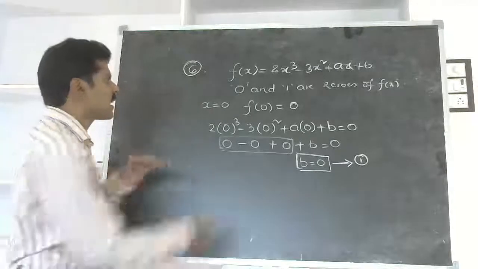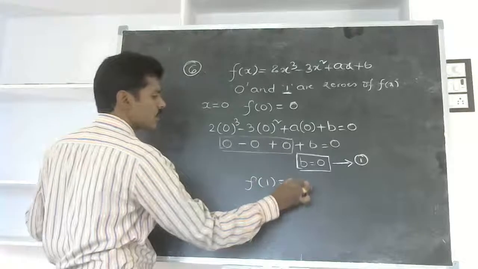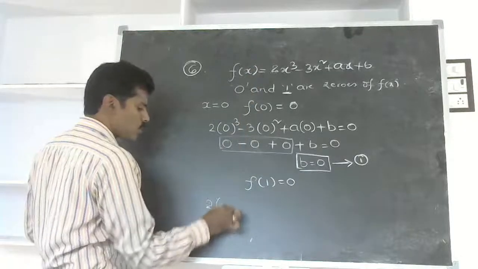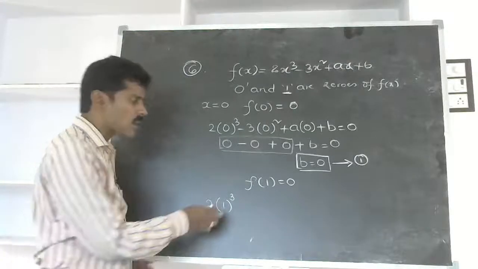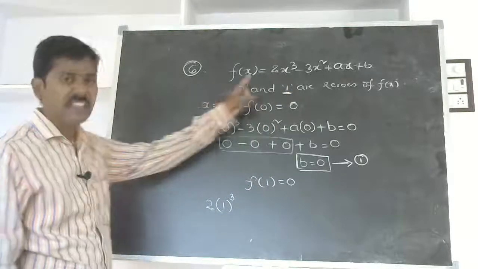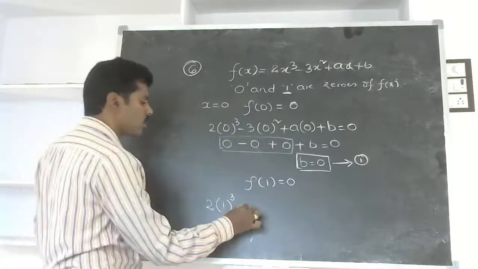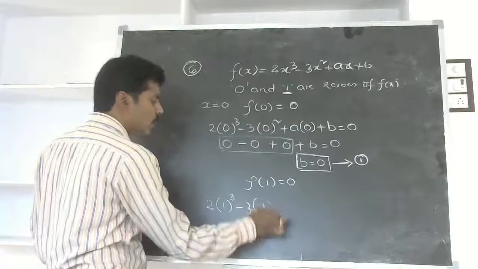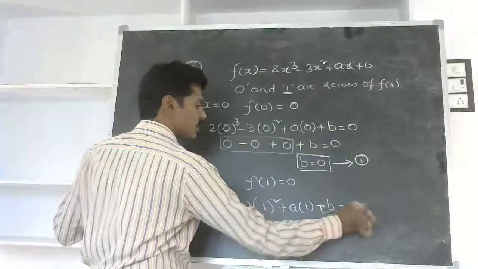And if you go with the second one, then I have to write f of 1 is equal to 0. If you keep 1 in your polynomial, you will get 2 into 1 cube. You may ask me, sir, why are you keeping these brackets here? Because if they had given minus 1, I have to keep minus 1 in these brackets. So 2 into minus 1 whole cube, like that you have to write. That's why I kept brackets for all. So minus 3 into 1 whole square plus a into 1 plus b equals 0.